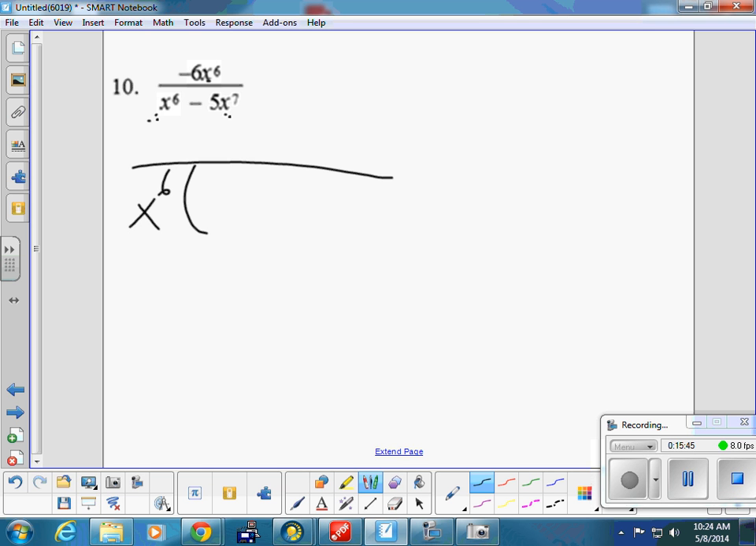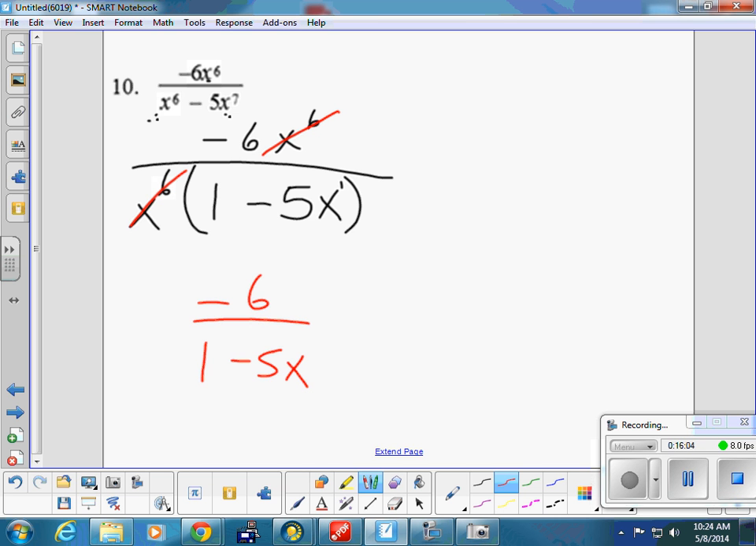So that gives me a 1 minus 5x, because I took 6 of the x's out and I left 1 behind. The top is still this, which is nice, because then I can cancel the x to the 6 out, and my answer would be negative 6 over 1 minus 5x. Now that's an answer. Or you could multiply the top and bottom by negative 1, and you would get 6 over 5x minus 1. Either answer is correct.